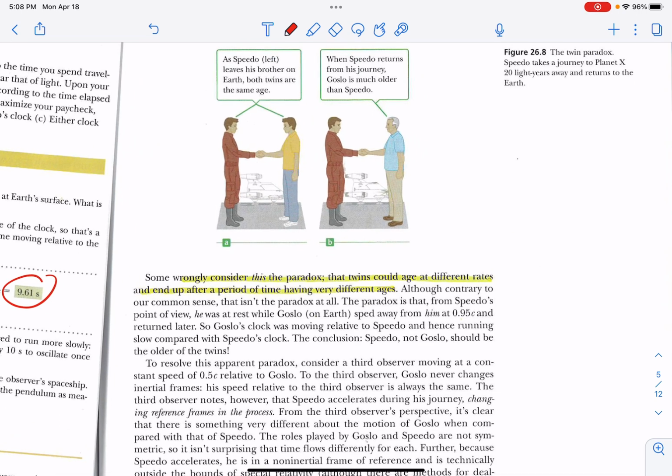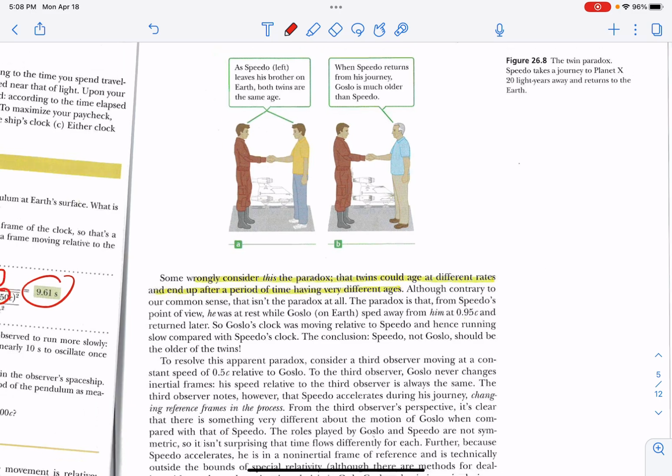Now, the paradox is not that the twins age at different rates and end up at a period of time having different ages. If they were wearing the same wristwatch, their wristwatch would be operating and counting down the time exactly correctly for each individual relative to where they happen to be.